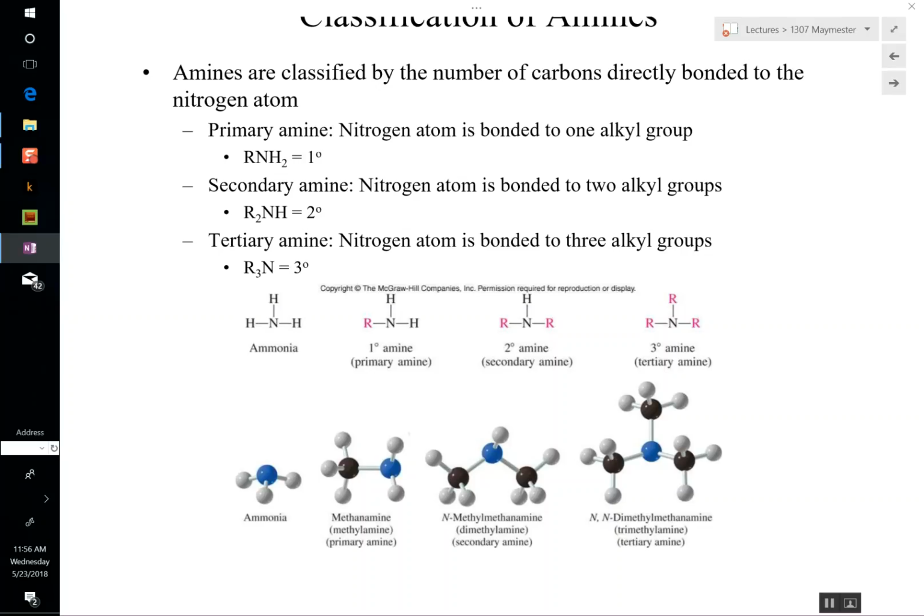These names are the best names to be applying to these because they are simple amines. It's methylamine, dimethylamine, trimethylamine. When you can name an amine simply, then that's the thing to do.